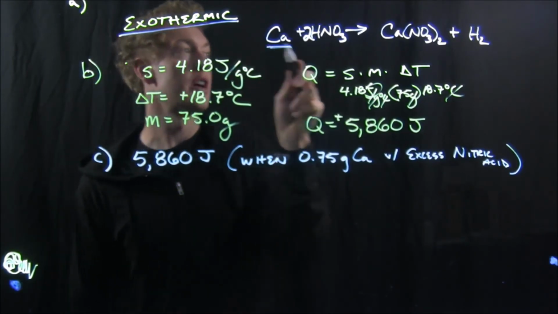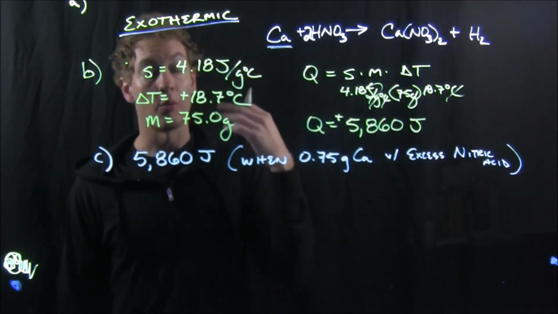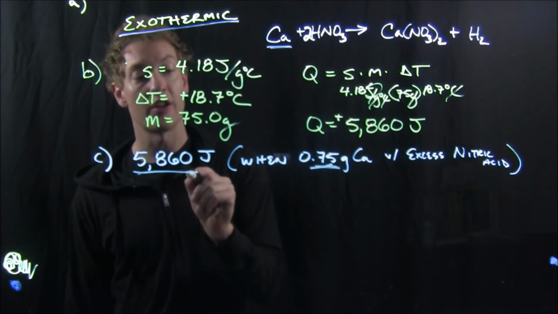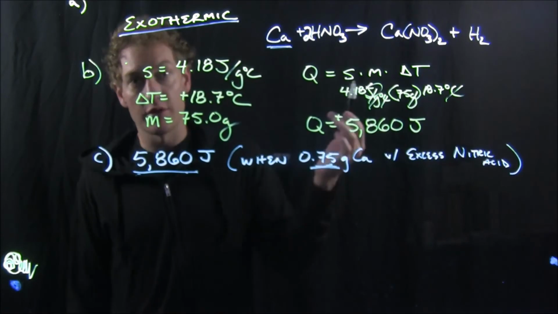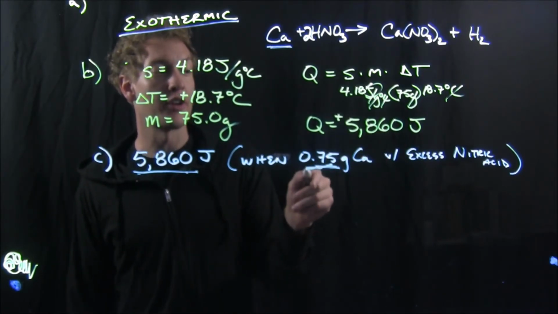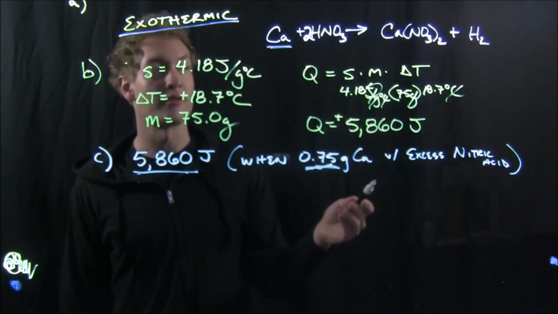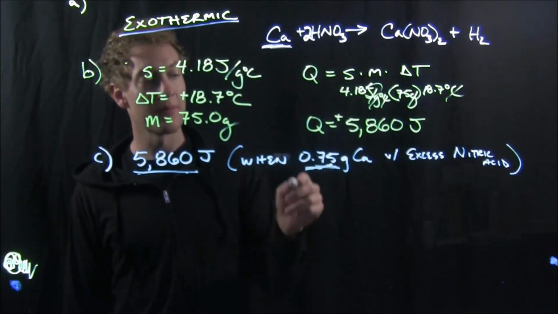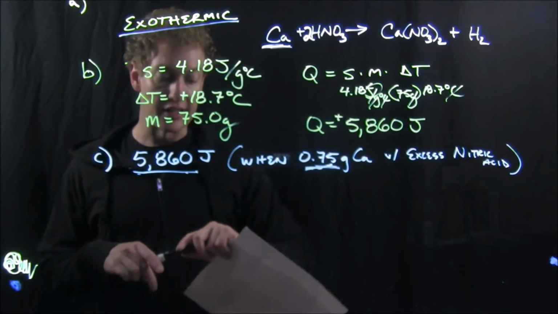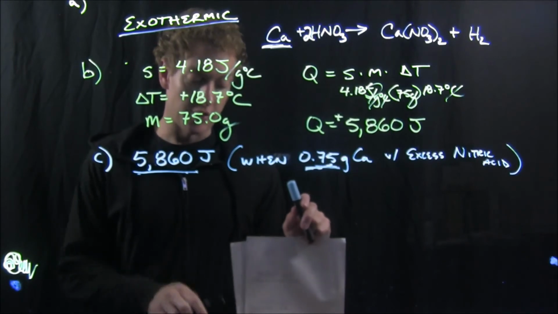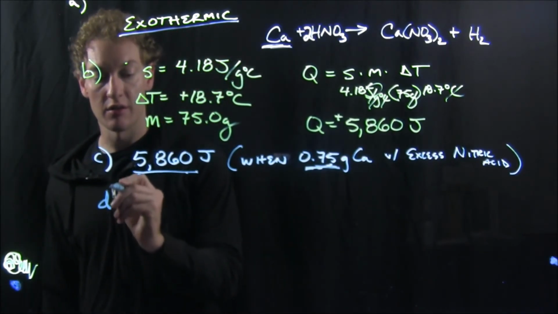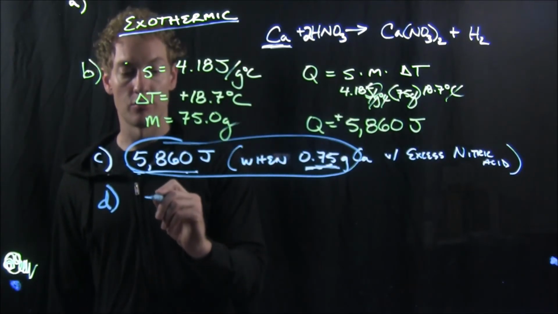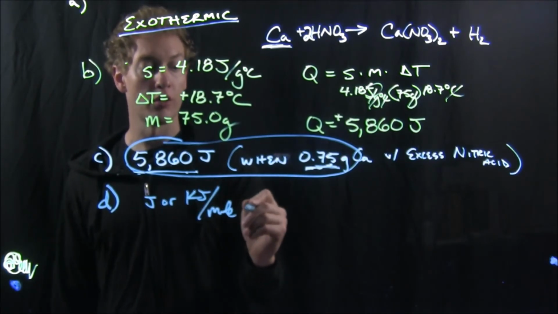So for every 1 mole of calcium, how much energy could we expect to get out of the reaction? We know that for every 0.75 grams of calcium, we get 5,860 joules of energy out. That's the correct ratio, but not a very good number to report as a standard unit of measure, right? We usually talk about how much energy might be made per mole of calcium, not per 0.75 gram sample of calcium. So for question D, we need to find this ratio expressed as joules or kilojoules per mole of calcium.